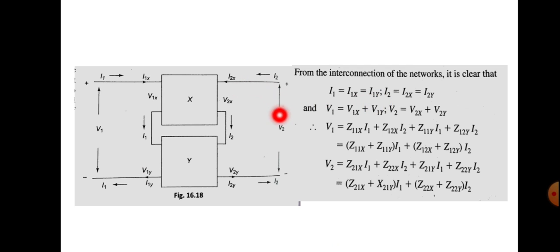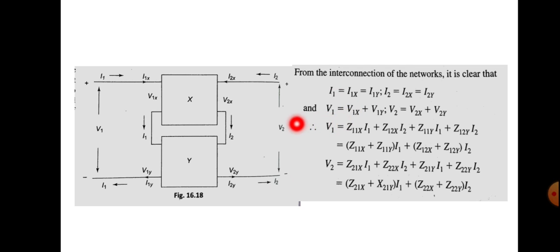Similarly, when we go to the output port side, you can see that I2 will be equal to I2X, and similarly I2 will be equal to I2Y. So you can write I2 equal to I2X equal to I2Y. So this is the current relation. In the case of series combination, we can replace I1X and I1Y with I1, and I2X and I2Y with I2, because the currents are equal in a series connection.